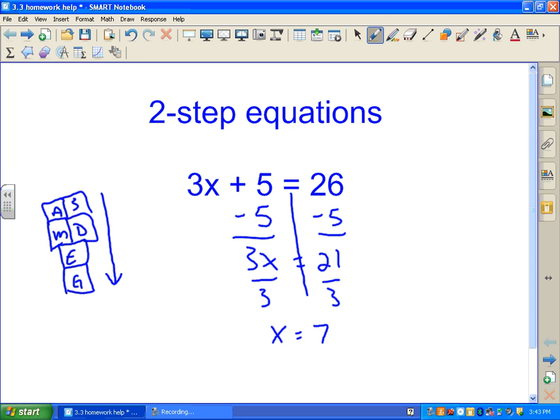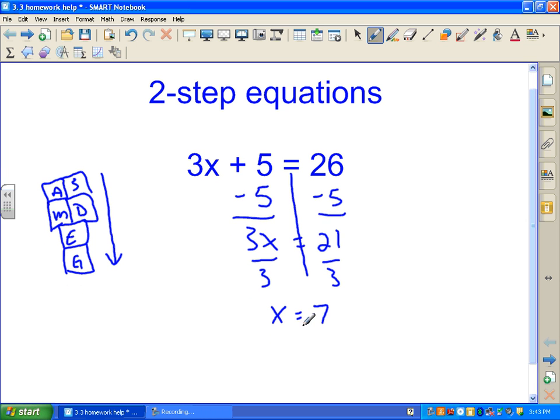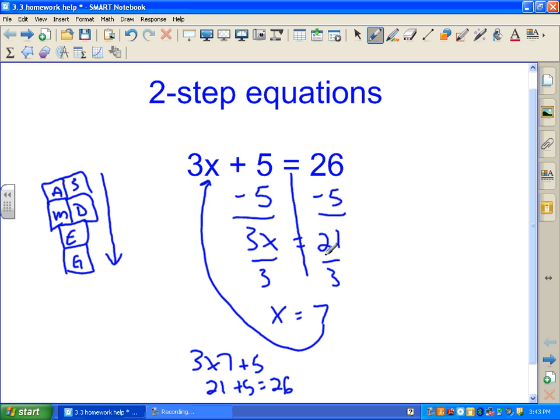And so it's basically the same thing I did yesterday. I just have to do 2 of what I did, an adding, subtracting, and a multiplying and dividing equation. Of course, at the end, I do need to go back and check. And so again, I'm going to plug this 7 in for x in the original equation. So I'm going to do 3 times 7 plus 5. Now 3 times 7 is 21. Plus 5 is going to give me 26. That's what I wanted, so I know that my answer is right.